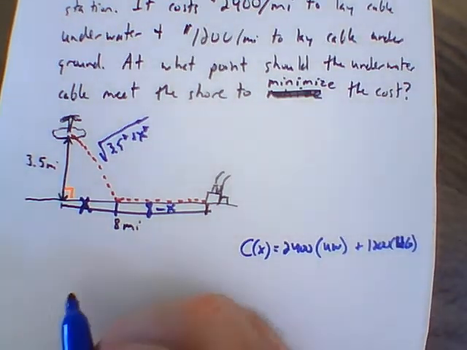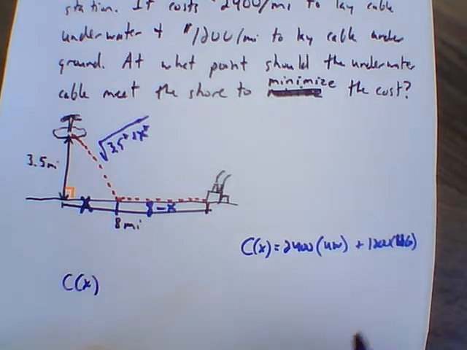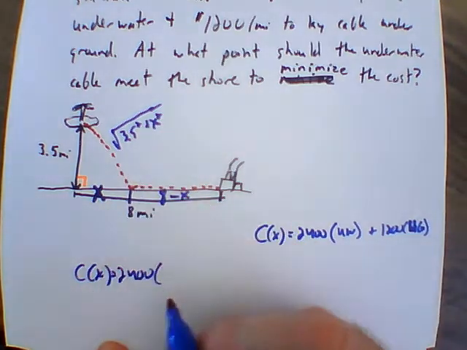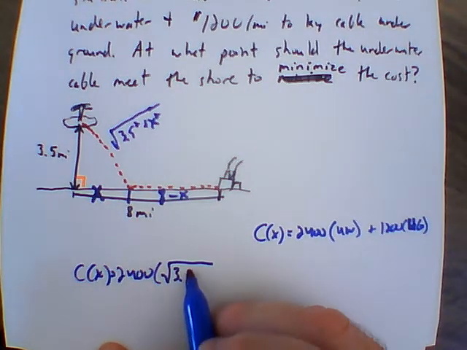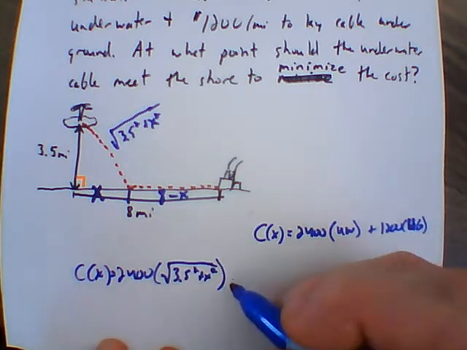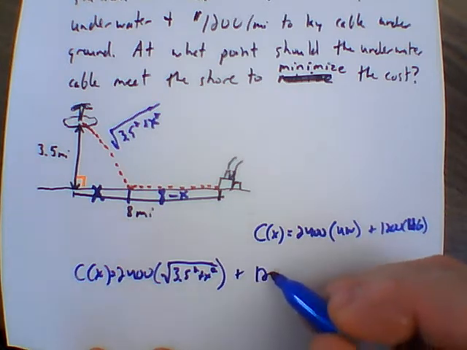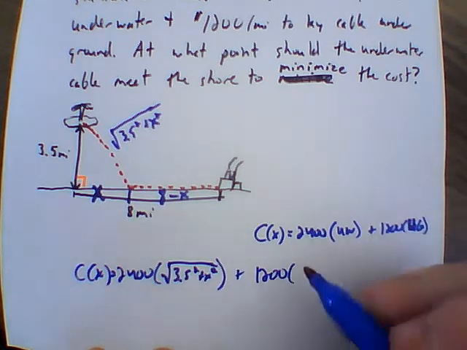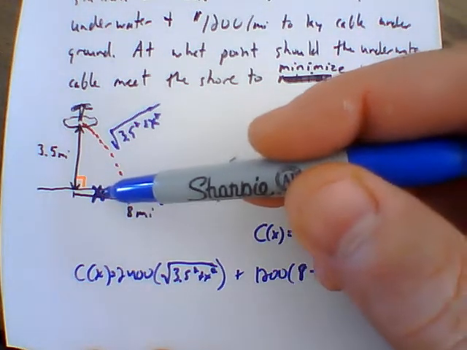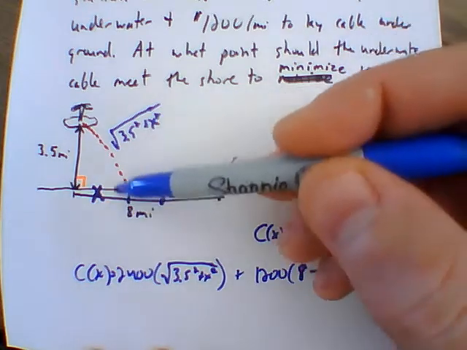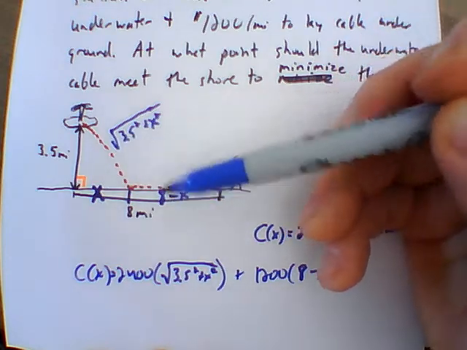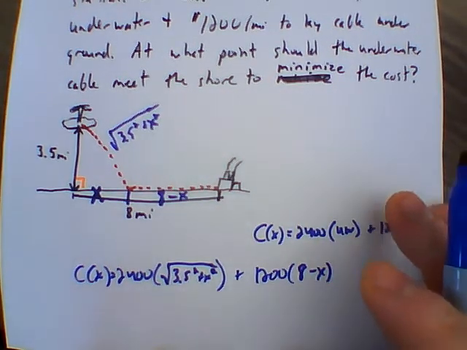So we can come here to our cost function, and we can state that we have 2,400 times our underwater distance, which is the square root of 3.5 squared plus x squared, and then plus 1,200 times, here we have 8 minus x. Now I could have had this be x, but then this would have meant this is 8 minus x here, and that would have brought in here, so that's why I had x be the part that dealt with both these distances rather than trying to compound in there and be more complicated.